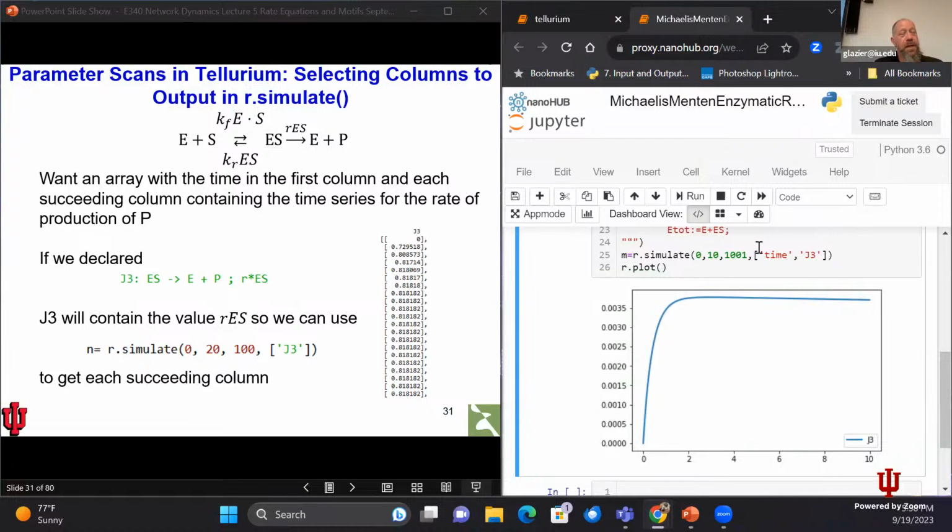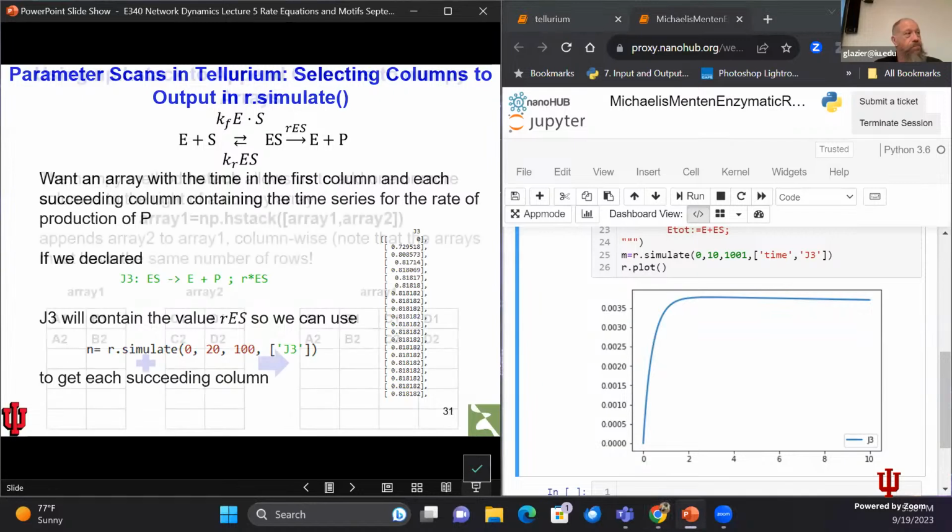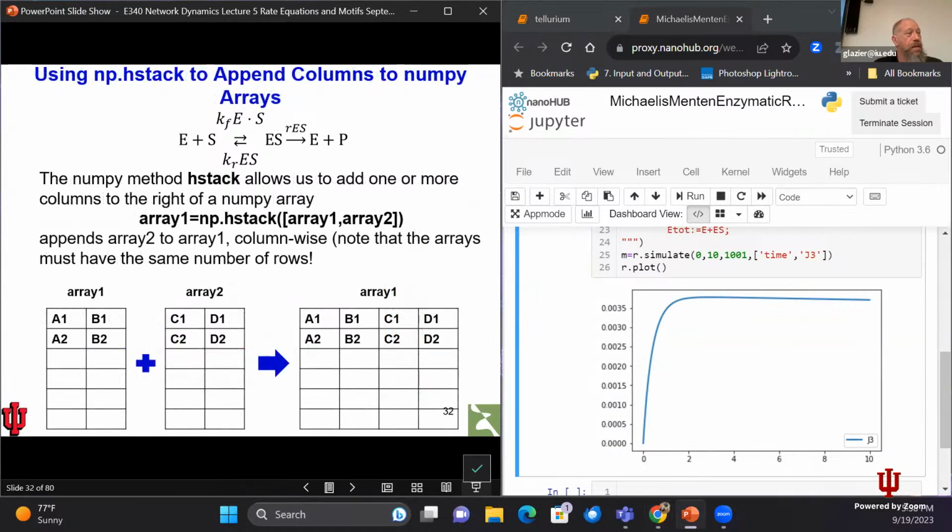So I can run simulate once and get the list of times. And then I can run the simulation for J3 and get the list of J3s. And then I can use a method in NumPy called hstack. What hstack does is it glues arrays together. I don't know how many people have used hstack.